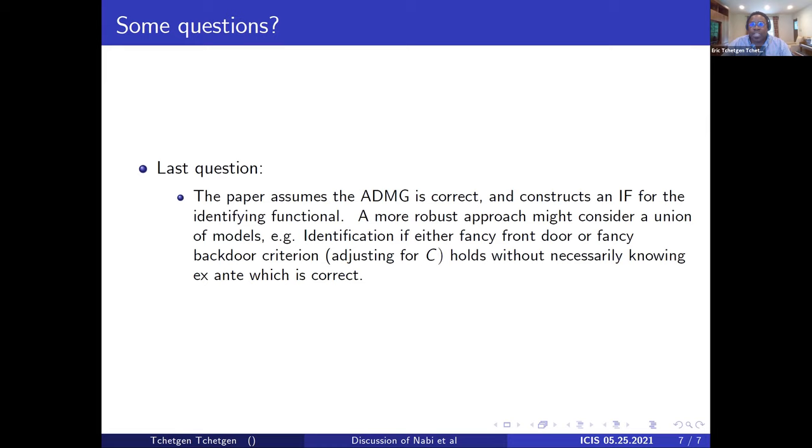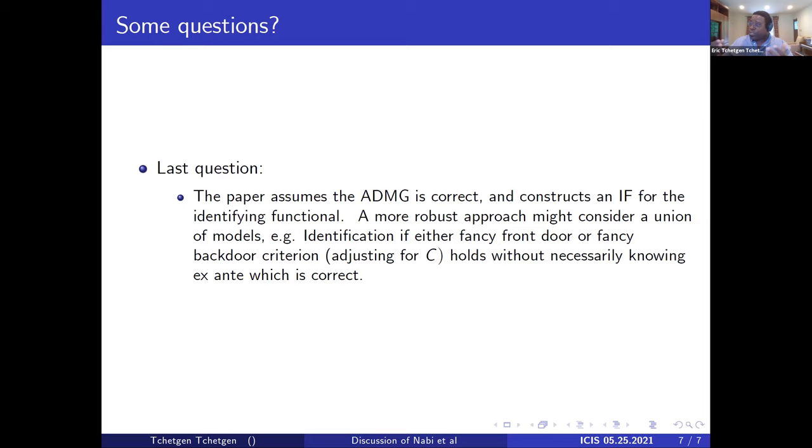Most people like to think about triangulation in causal inference. I might look at a different set of assumptions and try to identify the causal effect. This might correspond to different ADMGs under which I could identify the causal effect and construct an inference function under the identifying functional. And so a more robust approach might consider a union of models, if you will.